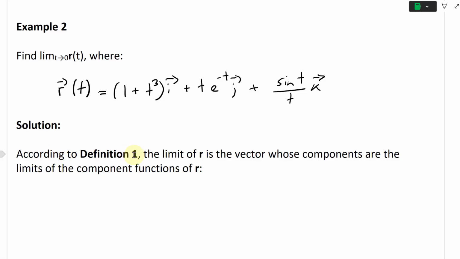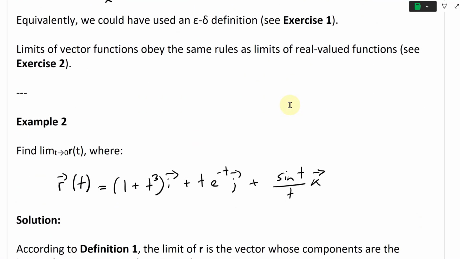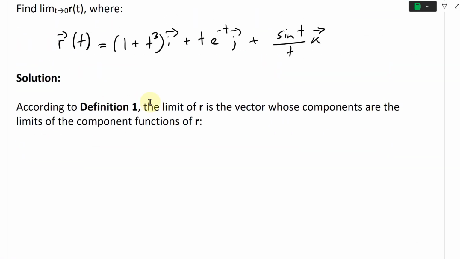Solution, according to Definition 1. We just apply Definition 1 right here. We want the limit of r of t, and to take the limit, we just take the limit of each component part. According to Definition 1, the limit of r is the vector whose components are the limits of the component functions of r.